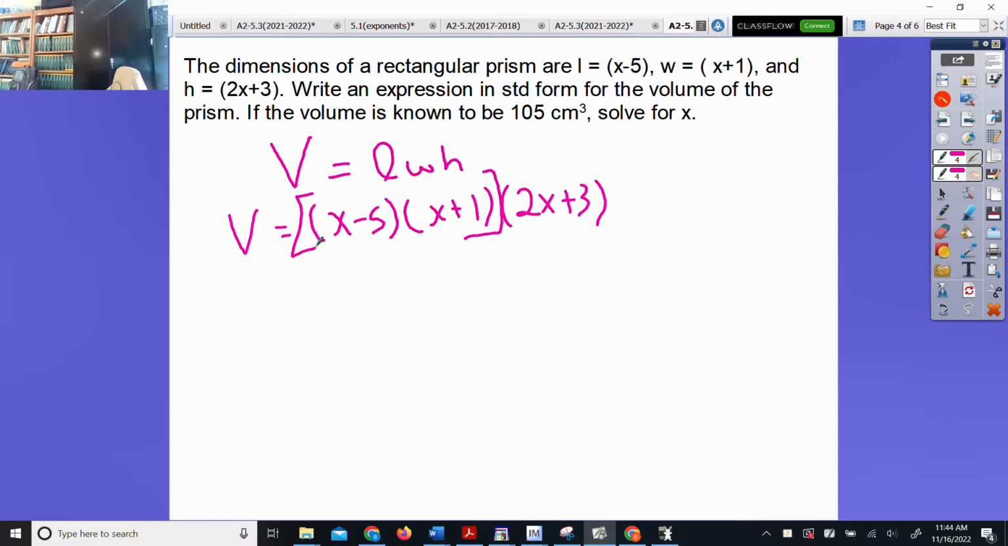What would Jesus do with x minus 5 and x plus 1? He'd FOIL it. Yeah, you guys never had that meeting, did you? It's supposed to be in your notes, but it got pulled out for some reason. I don't know why I pulled that out, but Jesus would FOIL this.